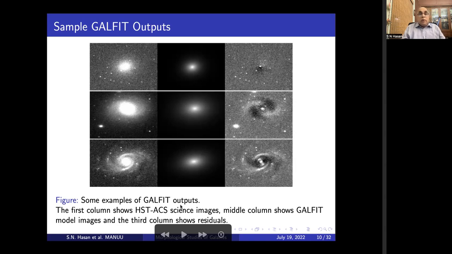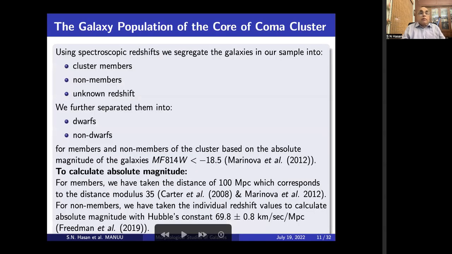So these are some of the examples of these. Using spectroscopic redshifts, we segregate the galaxies in a sample into cluster members, non-members, and unknown redshifts. We further separate them into dwarfs and non-dwarfs for members and non-members of the cluster, based on the absolute magnitude of the galaxies, for M F814W less than minus 8.5. This is the criteria given by Marinova. We have used the same criteria.